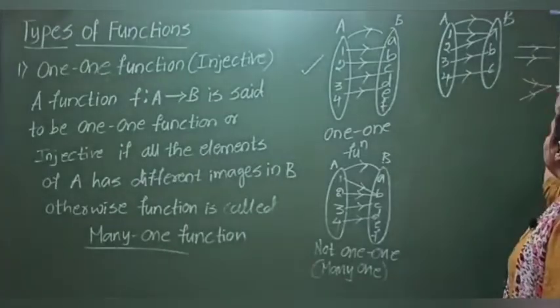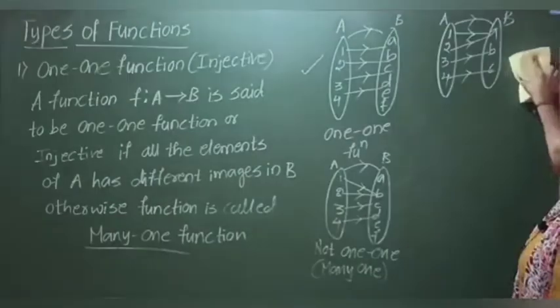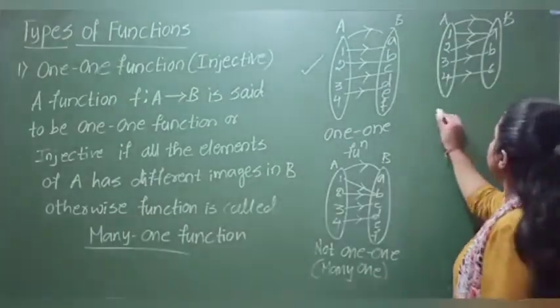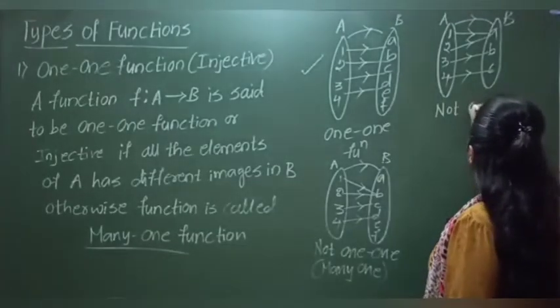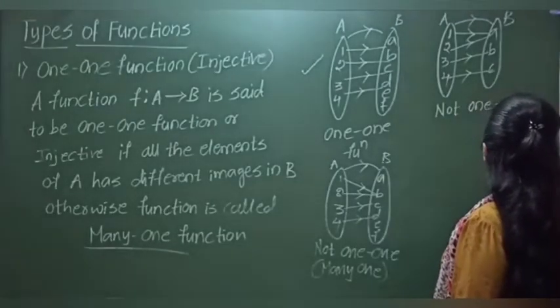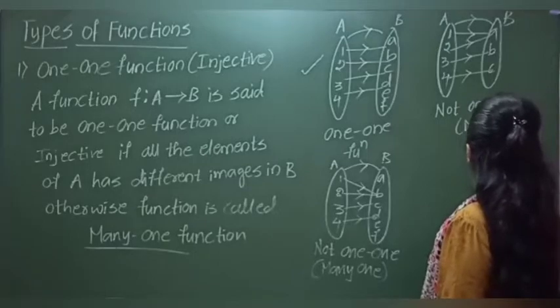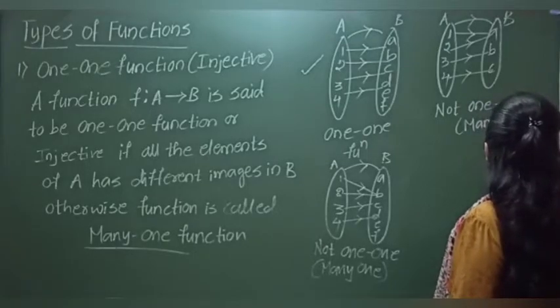Many elements are connected to a single element. This is a many-one function. Means this is not one-one. Not one-one. Its meaning is what here? Many-one function. This is a many-one function.